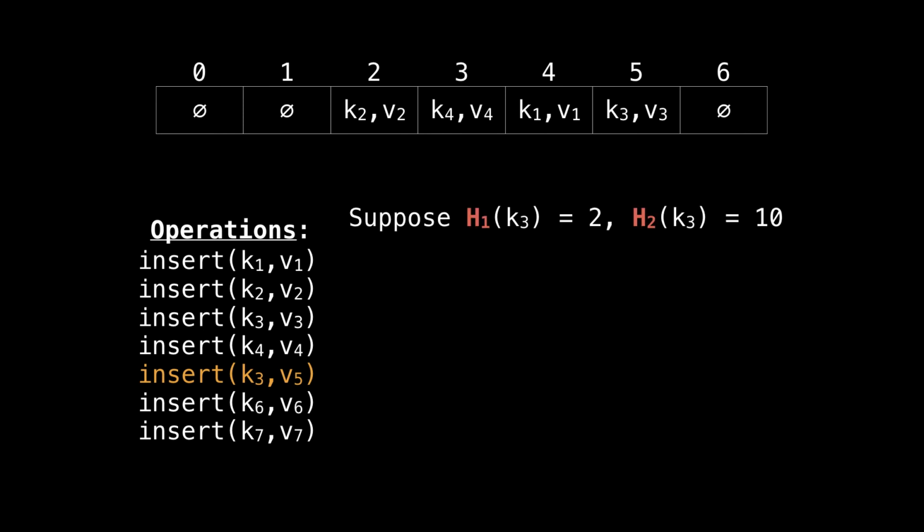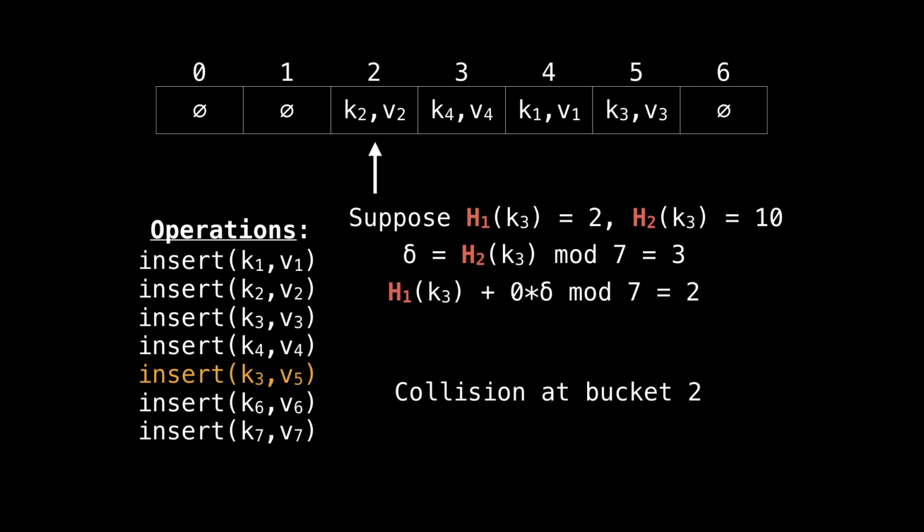So now we're going to try insert k3, which is already in our hash table actually, but with a new value. So we're going to be performing an update this time. So suppose h1 of k3 is equal to 2. Actually, we should have known that from before. And h2 of k3 is 10. So we compute delta. So we have a collision.